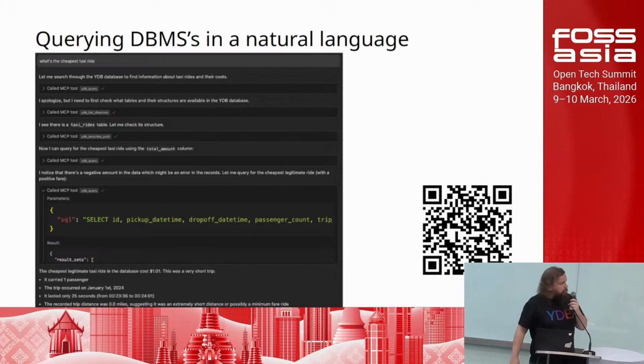But what's cool about it, even though it didn't figure it out in one shot, it corrects itself, trying to figure out how to do it in multiple attempts. For example, it found that there are some erroneous entries in the database that have, I think, negative price for some reason, and figured out that it's better to filter out those potentially incorrect records and provide the real cheapest ride in the dataset.